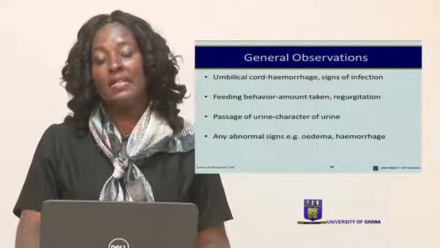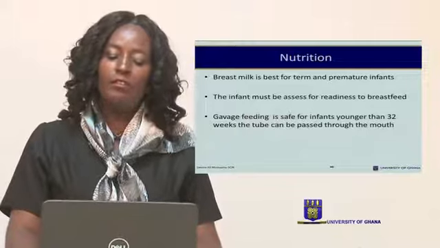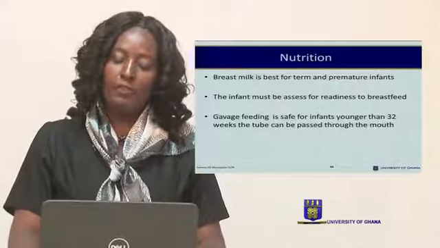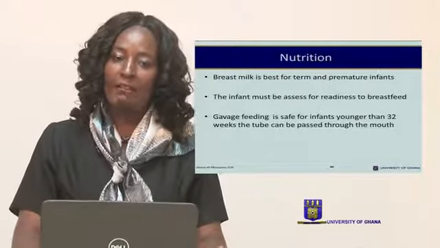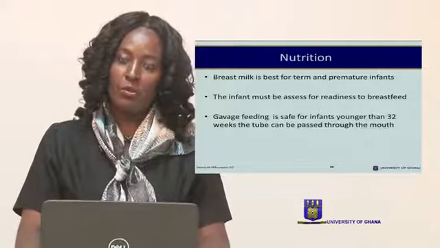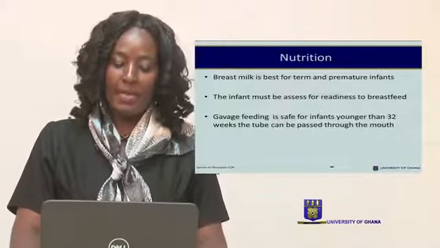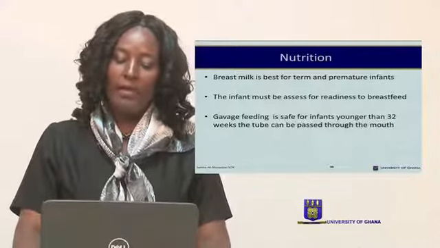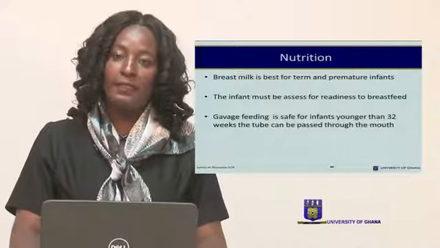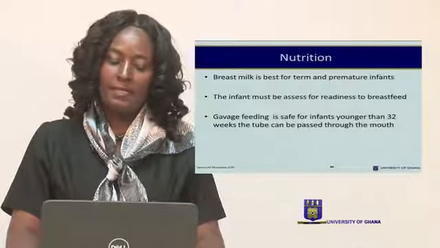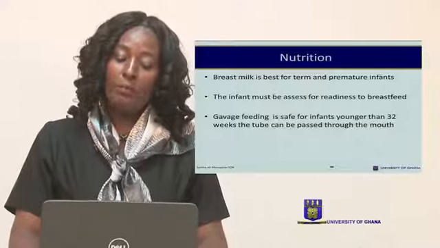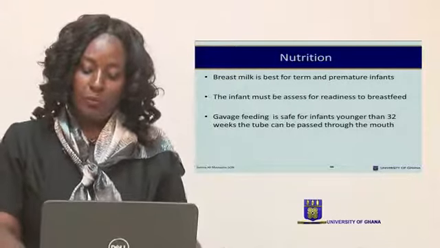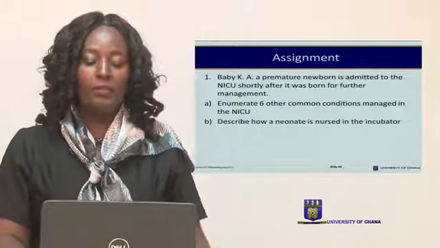And any abnormal signs like edema and hemorrhage. And then the nutrition, we have said that breast milk is best for the newborn, and that should be given. It is in cases where this is not available that we may have to resort to other formulas. Otherwise, breast milk is the best for the newborn, whether sick or well. And in cases where the baby cannot feed, especially under 32 weeks, we may need to pass a tube to feed the newborn, and this can be done through the mouth.